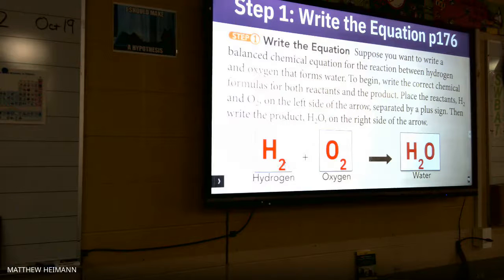If you're having trouble getting the 2 to be small or short, it's called a subscript. You can highlight it, select it, then hold Control and push period. That'll make it a subscript.